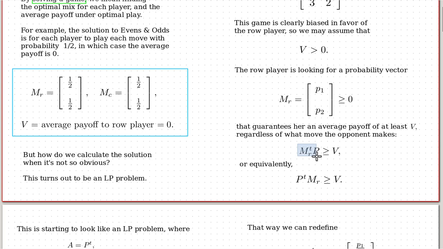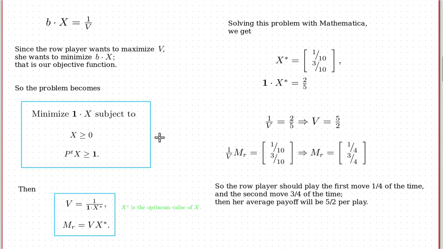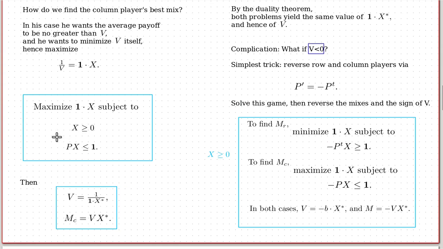And remember that the payoffs in the case of a strategy for the column player, instead of being m sub r transpose times b, it was p times m sub c, right? So, making those two changes, then in the problem for finding the column player's best mix, we're going to have p instead of p transpose, and the inequality is going to go in the opposite direction. Okay, so 3 differences when you're solving for the best mix for the column player. It's a maximization problem instead of a minimization problem. We use p rather than p transpose, and the inequality in this constraint goes the opposite way. It's less than or equal to.